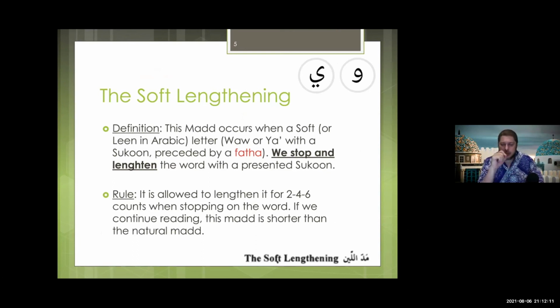Quraysh. لإيلاف قريش إيلافهم رحلة الشتاء والصيف. So all of the endings of Surah Quraysh are mad-leen. A fatha before the ya or waw, and waw and ya with sukoon on top of it. Okay. Jazakumullah khair. Inshallah, I hope we all benefit from this.